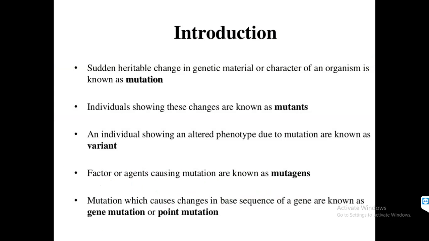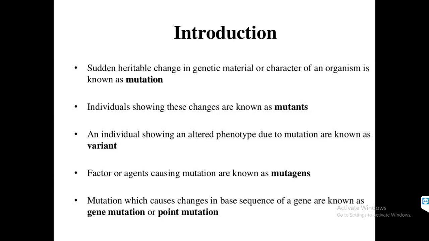So, any sudden heritable change in the genetic material or character of an organism is known as mutation. In the last class also I told that any heritable change in the due course of time can be due to the environmental changes, like the habitat in which two organisms are living. Even though they are similar or completely the same species, they can differ if they are living in two completely different habitats. But that is not called mutation because they have just adapted to the changed environment condition. So it is called variation.